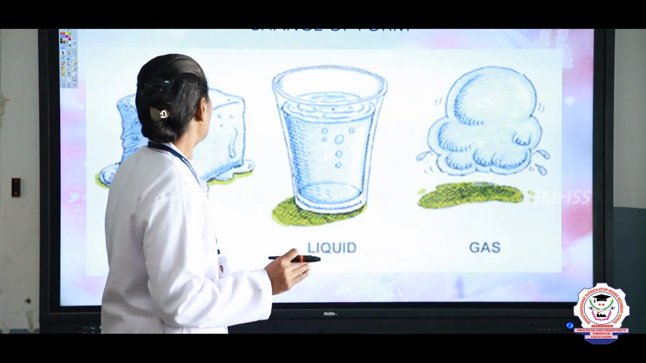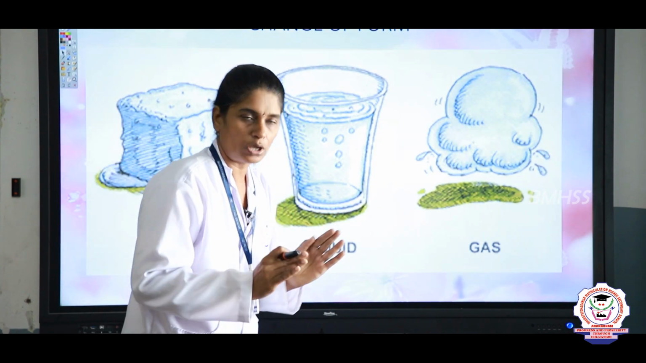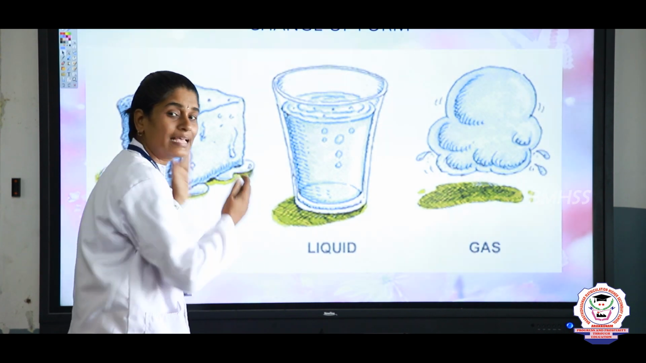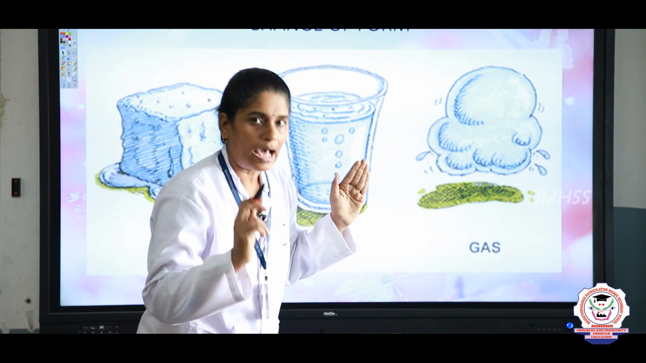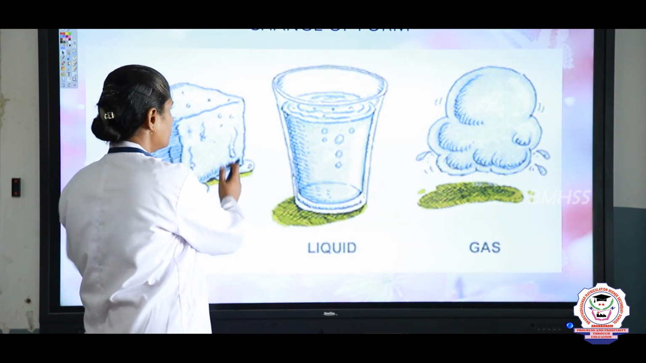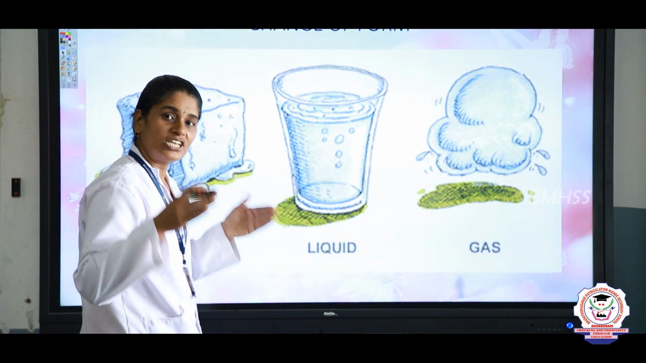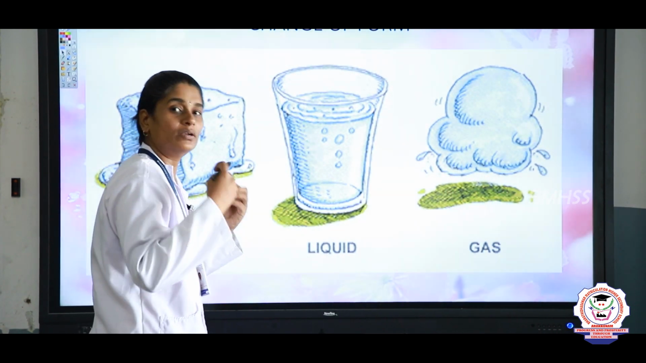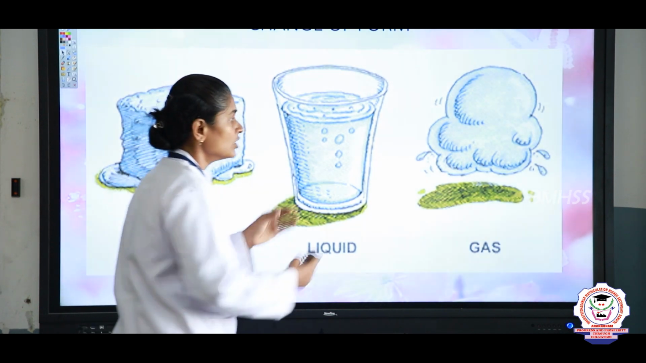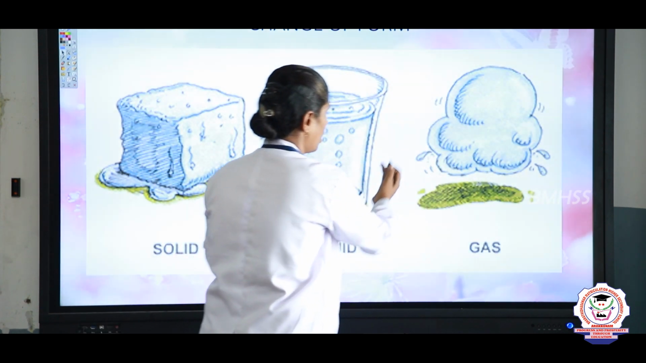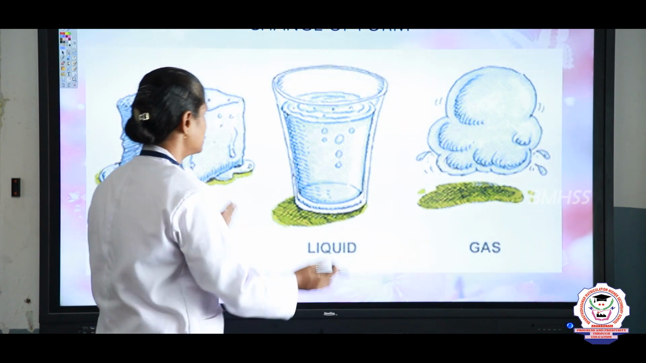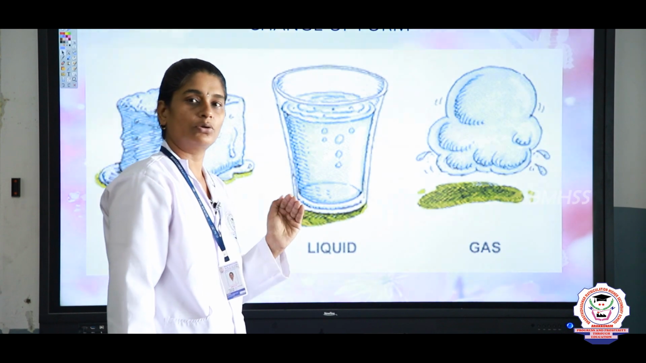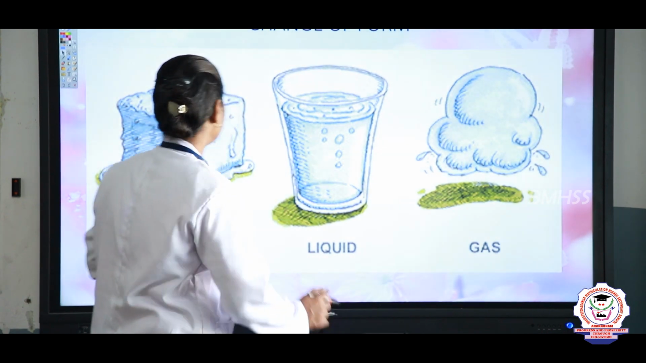The example of solid which I say is ice cubes, right? I can change the ice cube into water, and again I can change the water into water vapor. In the same way, when I do some process, I can change the water vapor into water. If I do another process, the water can be changed into an ice cube, right? Now we are going to see what these processes are.